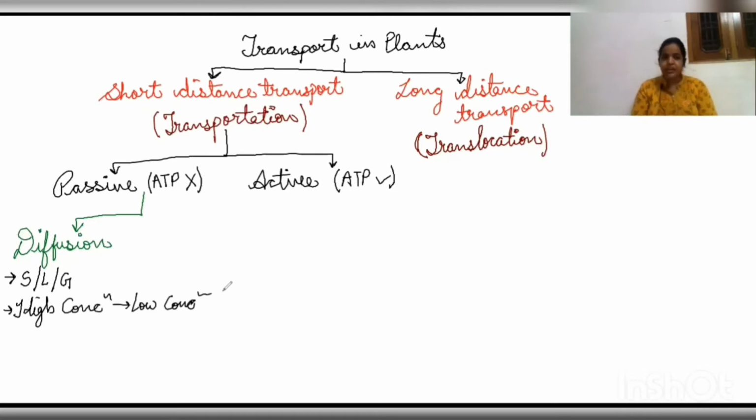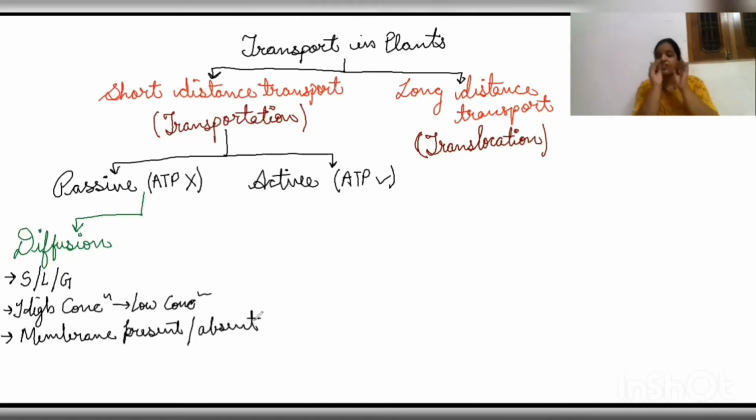Now, next point: membrane can be present or cannot be present. Means the presence of a membrane is not necessarily required. So, membrane present or absent means even if a membrane is present, diffusion can happen. If a membrane is not present, diffusion can happen. Okay, so membrane present or absent.